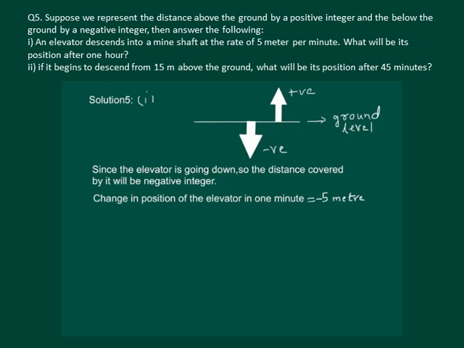We are asked to find its position after 1 hour. That means we have to find the position of the elevator in 60 minutes, which will be 60 into minus 5 meters, which is equal to minus 300 meters.